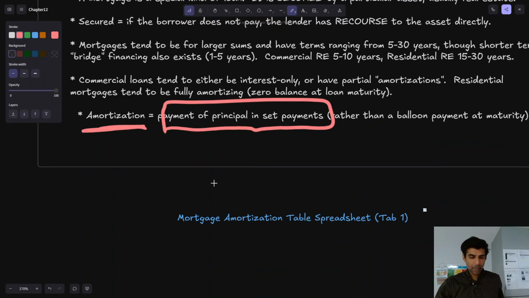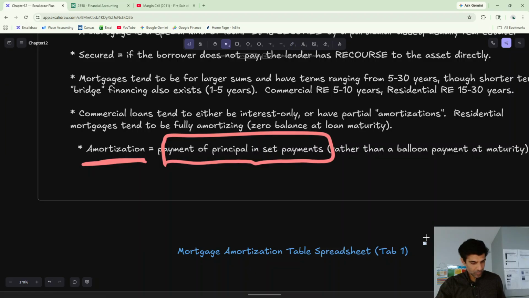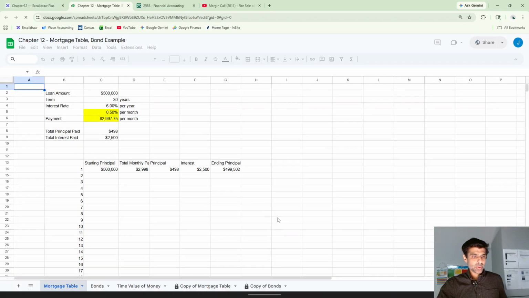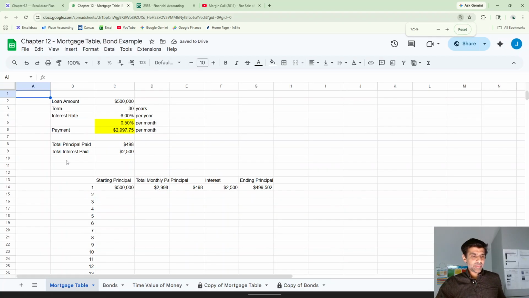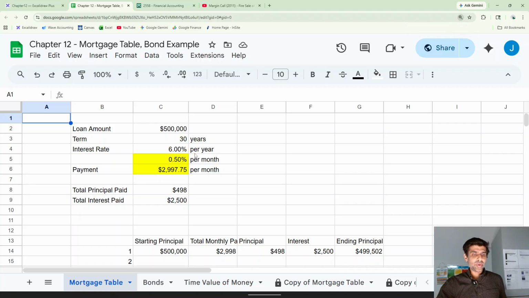Okay, so let's look at this table. I have certain loan terms, and I'm going to show you how you can set this schedule up yourself because you'll have to do this. We'll do a practice problem, but the homework has a problem where you're going to have to do this, so pay attention. I have the loan amount here. I have the term of the loan here, and these are all variables I can change. Let's just leave it at 30 years. Interest rate.